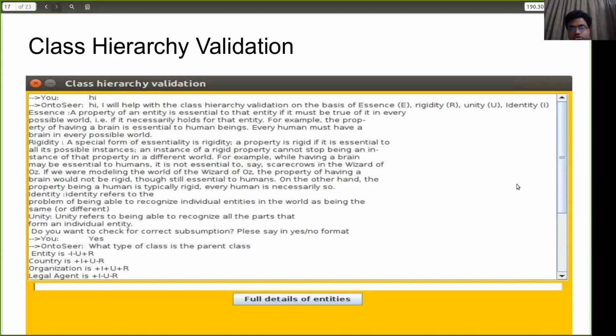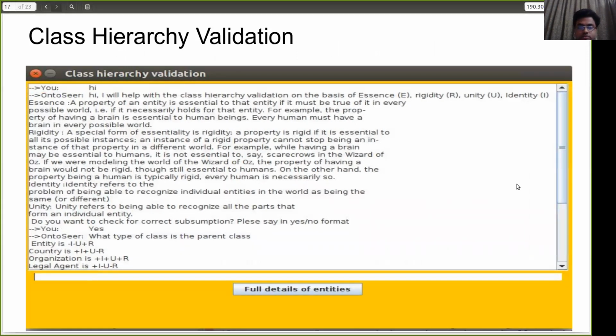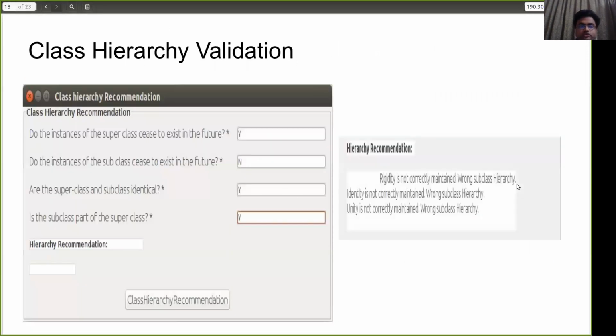This above picture shows the class hierarchy validation. This actually shows all the entities that are described in the OntoClean paper. We have used them. For the other entities that are not described in the OntoClean paper, we have used this question-answer form.